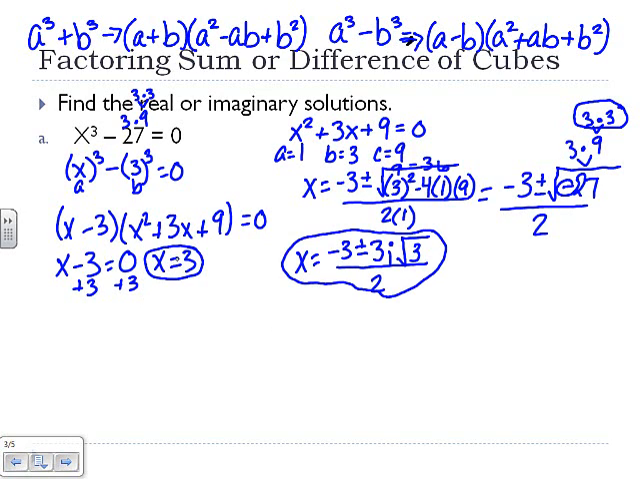So you have one answer over here, x equals 3, and then two answers here for the plus or minus, which gives us the 3 total answers for the degree of the original polynomial.